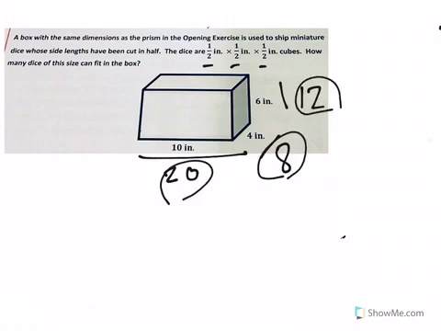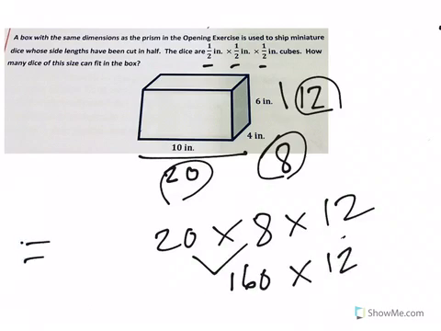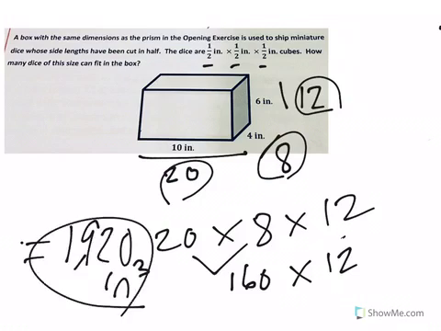So now we can take our new length times width times height, 20 times 8 times 12. 20 times 8 is 160 times 12. I'm going to write it over here just for space reasons. It's going to give us 1,920 inches cubed, so you can fit 1,920 cubes in there, in the new size of the cubes. They would fit that many into this prism.